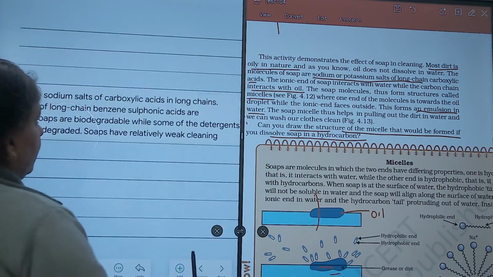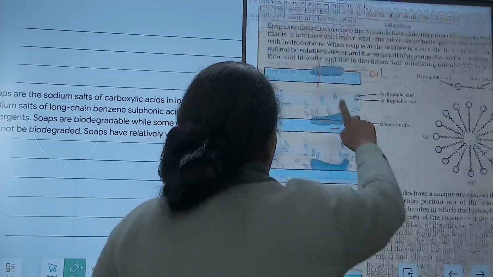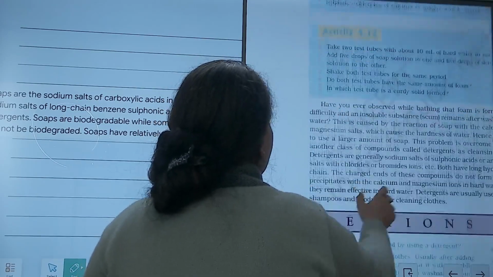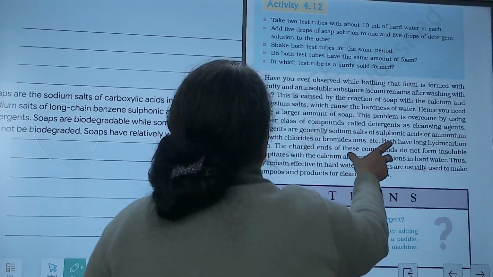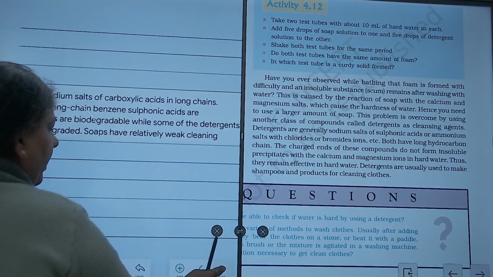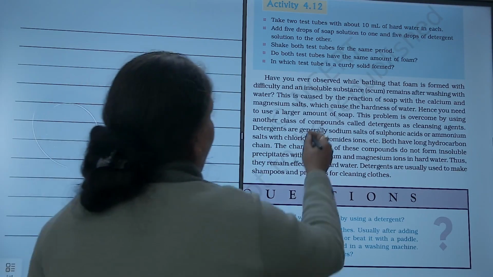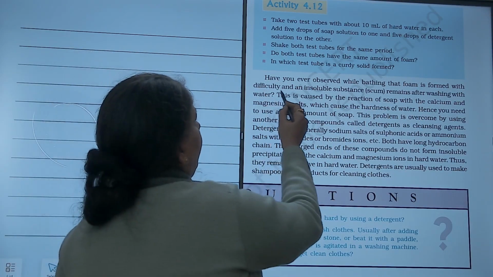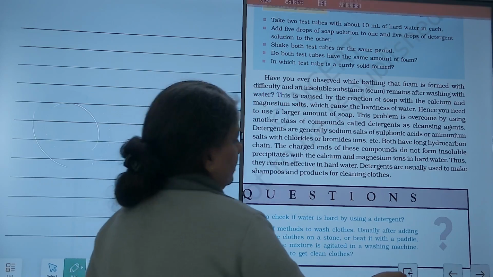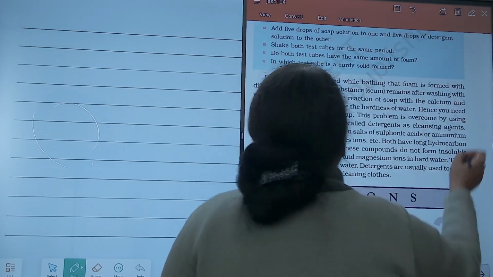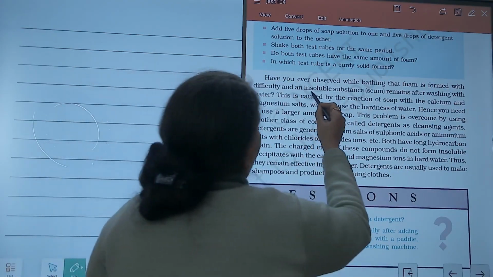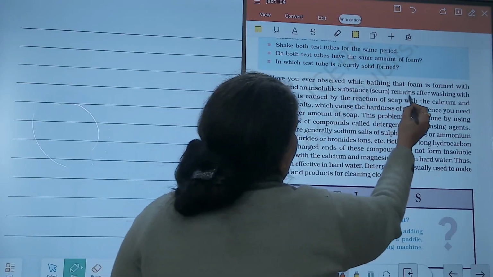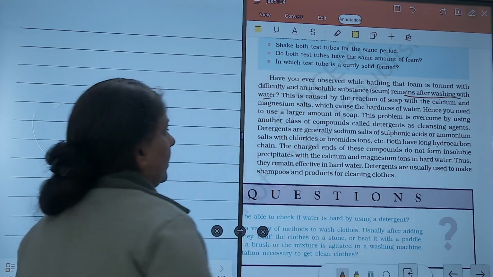Now next we'll see something important. See, have you ever observed while bathing that foam is formed with difficulty? With difficulty, an insoluble substance called scum remains after washing with water.